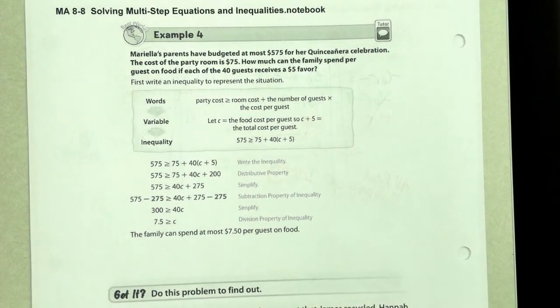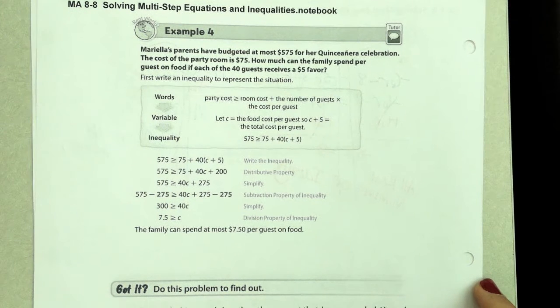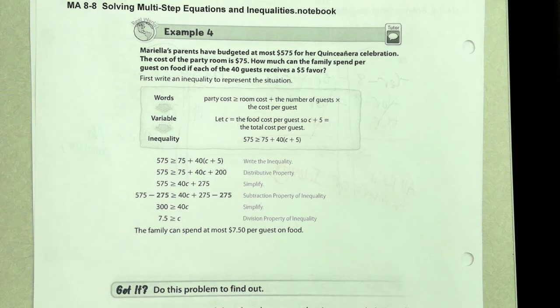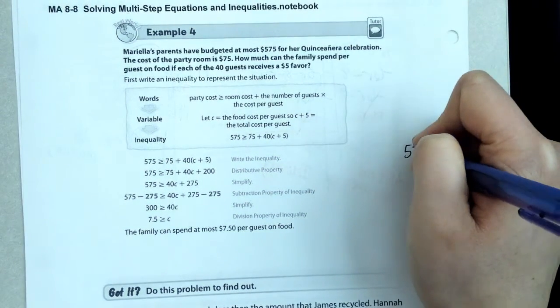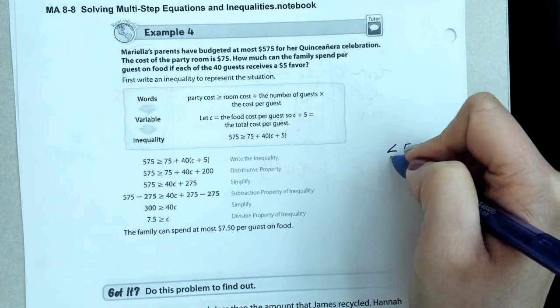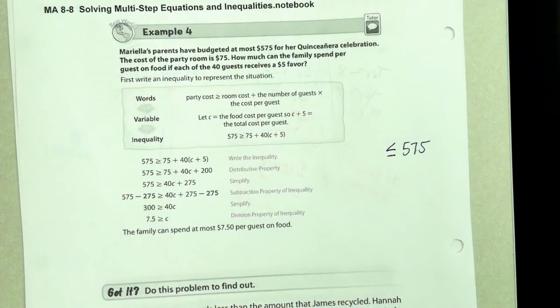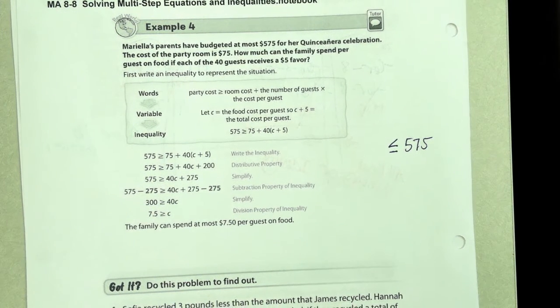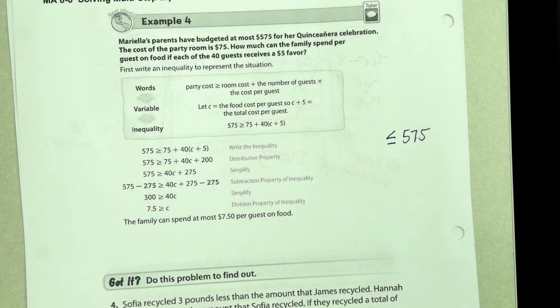We have some story problems. On this one, Mariella's parents have budgeted at most $575. So I already know my total is going to be about $575. At most means I can spend less than that, or exactly, just not over. For her quinceañera celebration, the cost of the party room is $75. How much can the family spend per guest on food if each of the 40 guests receive a $5 favor?